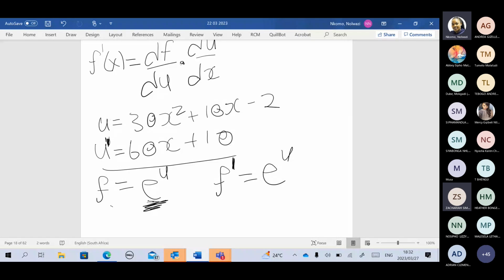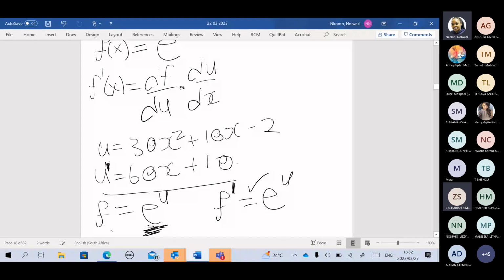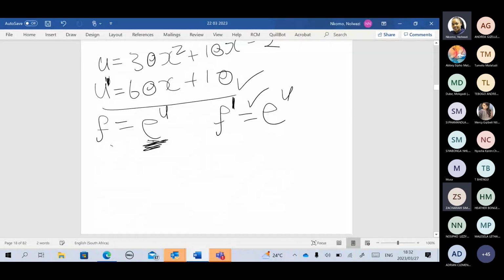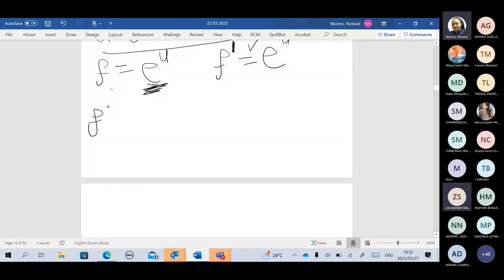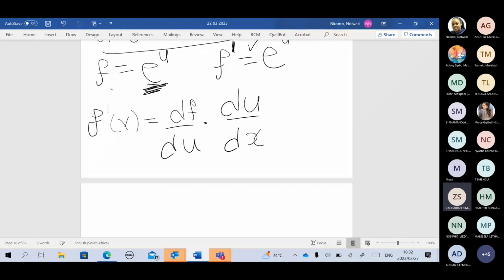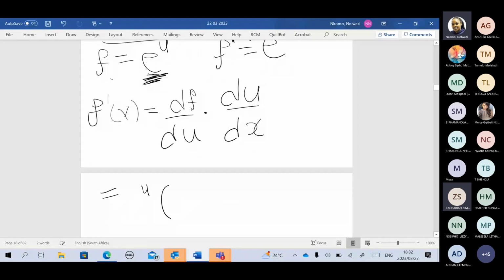Then the next thing is to plug these two, the F prime and U prime, back here, right? So this means we have F prime at X equals the derivative of F with respect to U times the derivative of U with respect to X. We said the derivative of F with respect to U is e to the power U, right? And we said the derivative of U with respect to X is 60x plus 10.